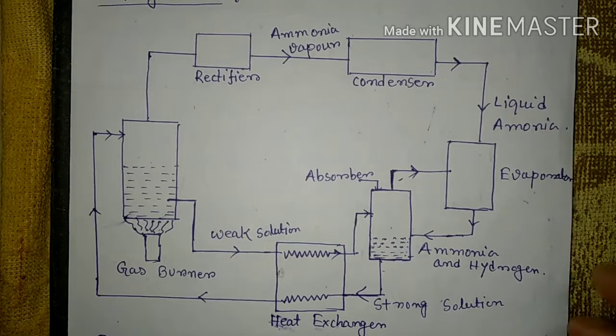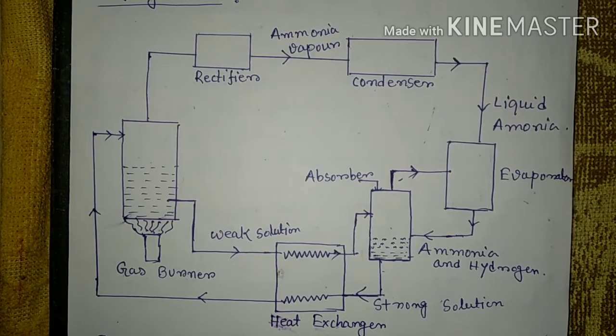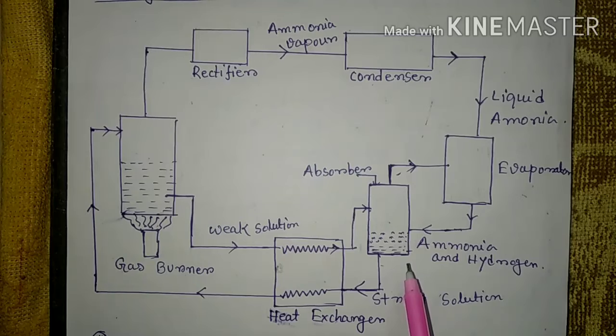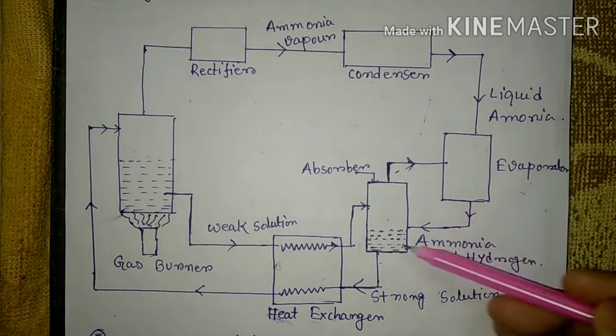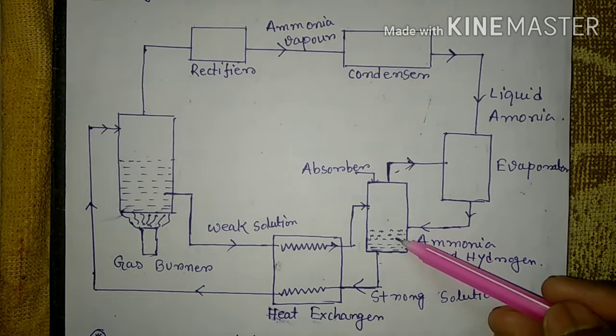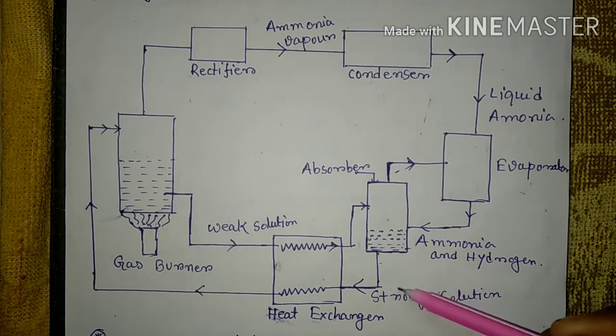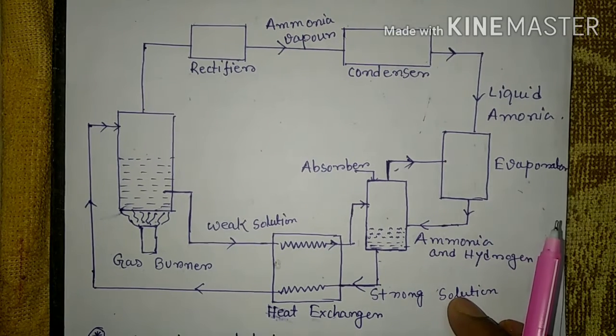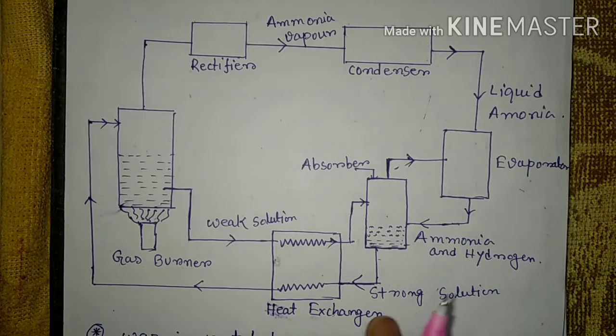Now what is the working principle of the domestic Electrolux refrigerator? As you see in your block diagram, this is the block diagram of the domestic Electrolux refrigerator. First of all, this is the absorber, in which ammonia and hydrogen are absorbed and form a strong solution, the strong ammonia solution. This strong solution is taken from the absorber, which is this absorber.